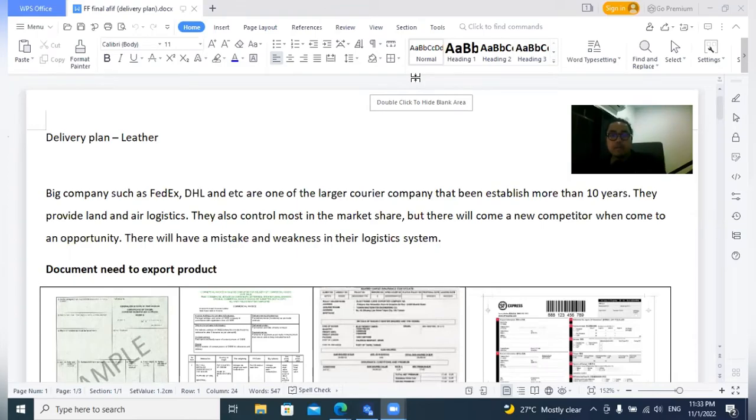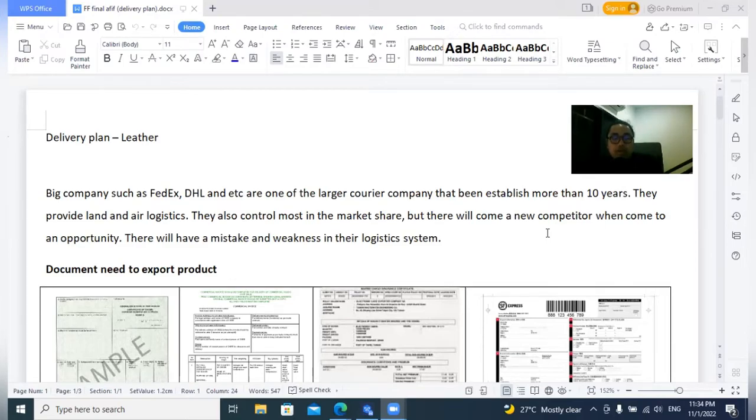So, my name is Ahmad Fifudin bin Abdullah. I will present our business delivery plan for the leather product. Big companies such as FedEx, DHL, and many more are among the largest courier companies, established for more than 10 years. They also provide land logistics and sea logistics, or we can call it air freight or sea freight.